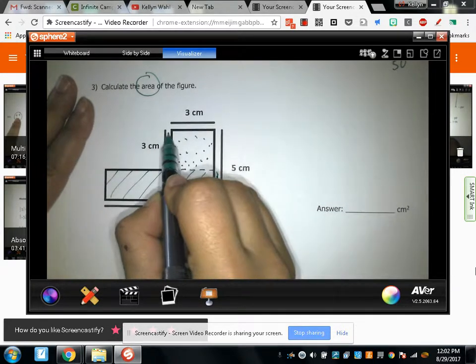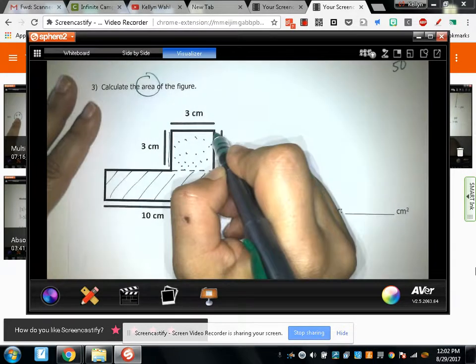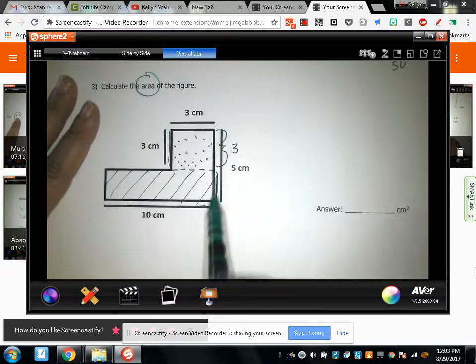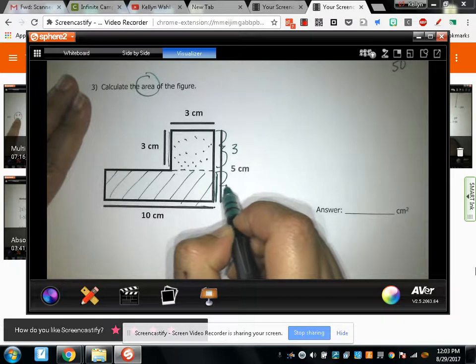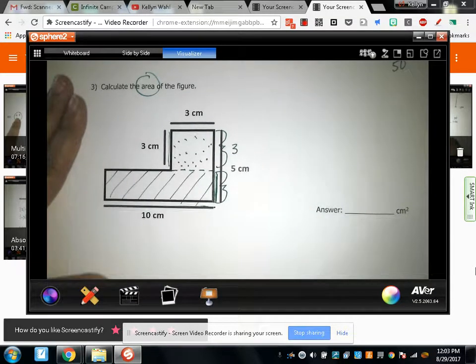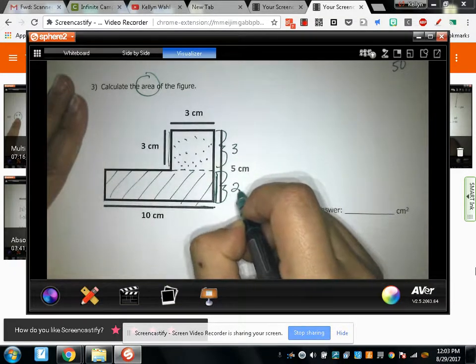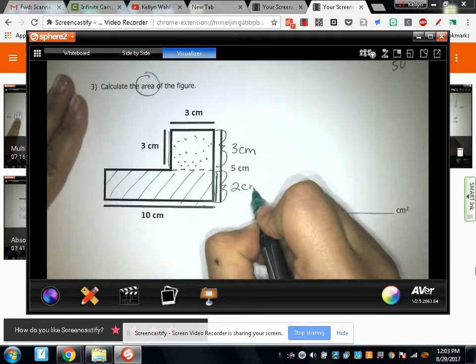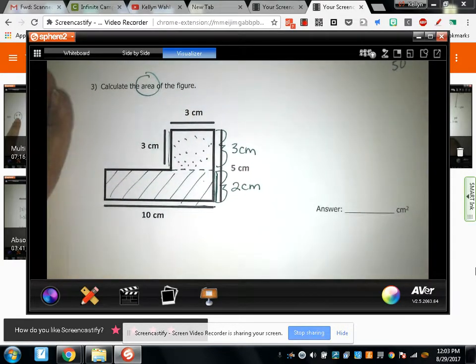Well, I know that this side of the square is 3, so I know this is 3 over on this side. This whole thing's 5, so what would this side of the rectangle be? It would have to be 2, right? Because 3 centimeters plus 2 centimeters would create that whole 5 centimeter side.